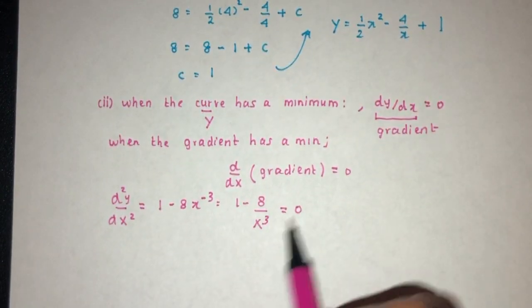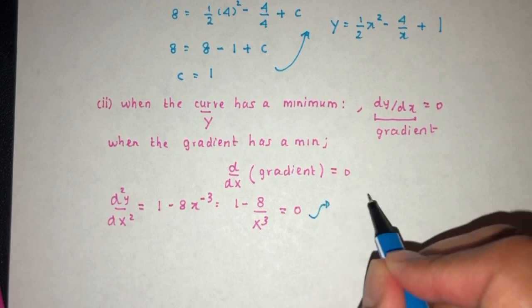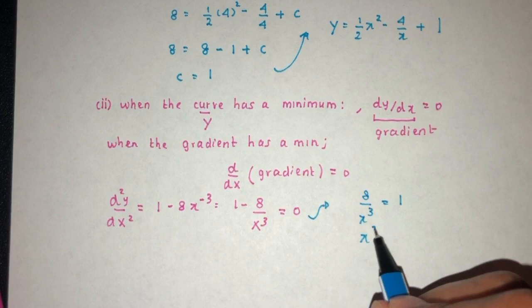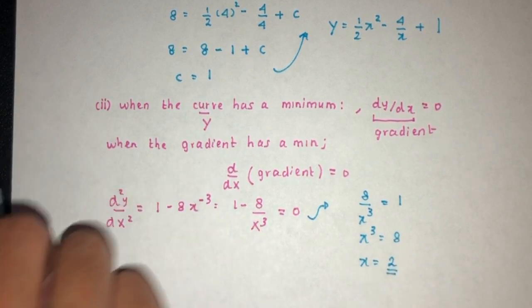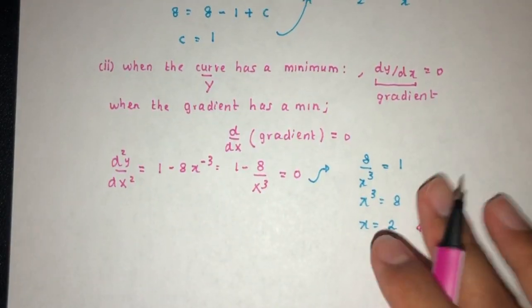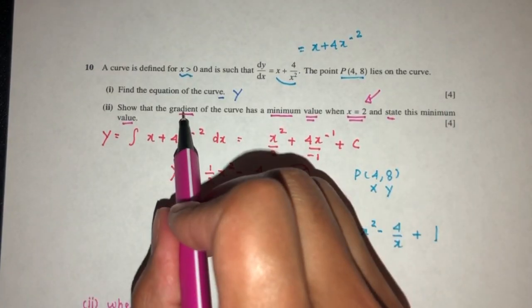We can send this over here. You will have what? Let's see. That will give you 8 over x power 3 should be 1. X power 3 should be 8, so x will be the value of 2. So as we have seen here, we have shown it is x equal to 2, shown as required, and state this minimum value. So minimum value of the gradient.